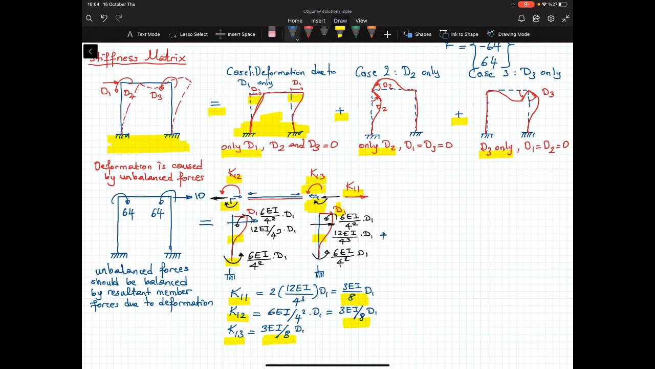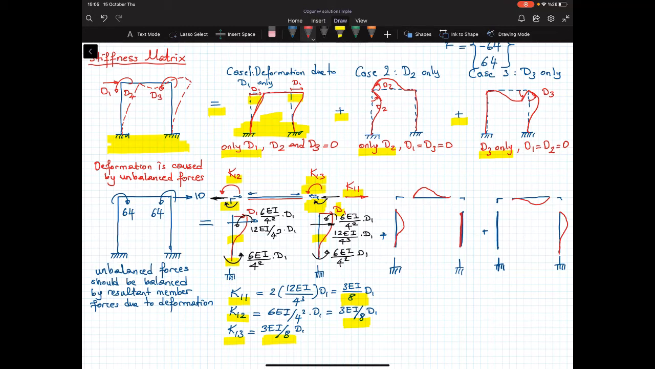So for case 2, let me draw. And I'll do the same thing for case 3. Let me draw again the discrete version. And let me show the deformed shape for both cases. So for the second member, that's the deformed shape. For the first member, that's the deformed shape, and 0 deformation here. And this one, that's the deformed shape. For the third member, that's the deformed shape, all right?